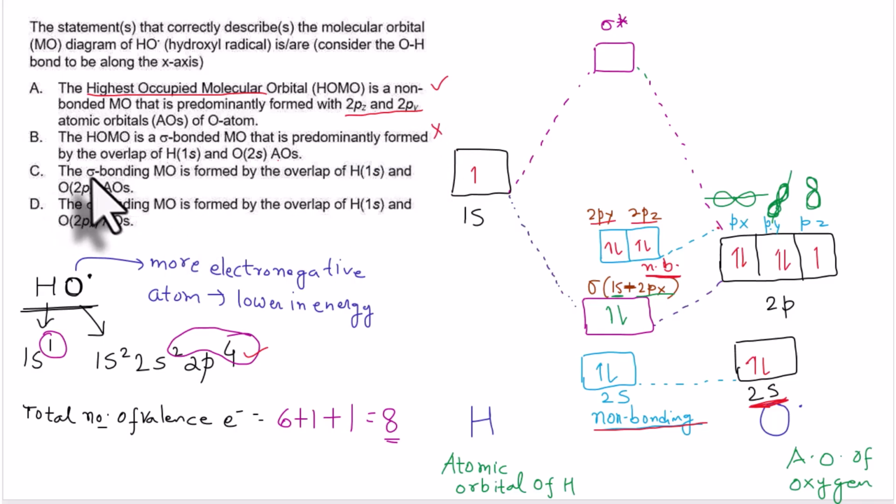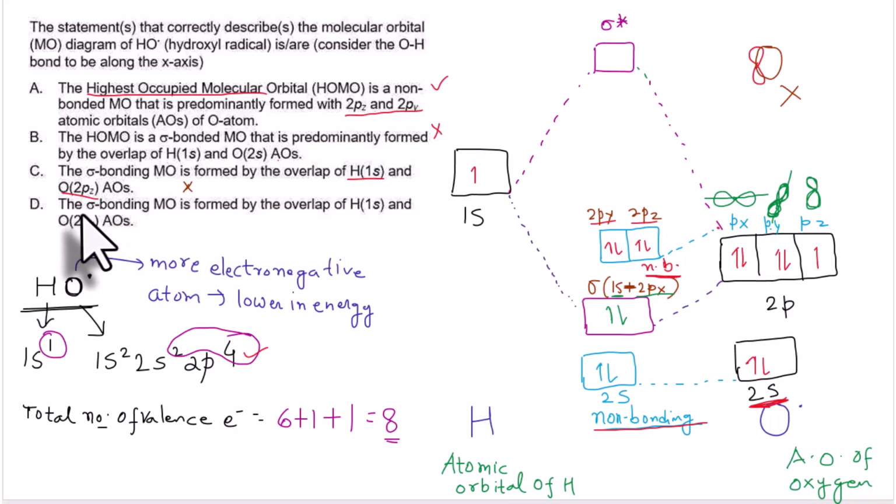Statement C says the sigma bonding MO is formed by the overlap of hydrogen 1s and oxygen 2pz. No, oxygen 2pz cannot overlap with the 1s orbital, so this orientation cannot be possible. This proper overlap cannot be possible in the pz orbital, so this statement is also not correct.